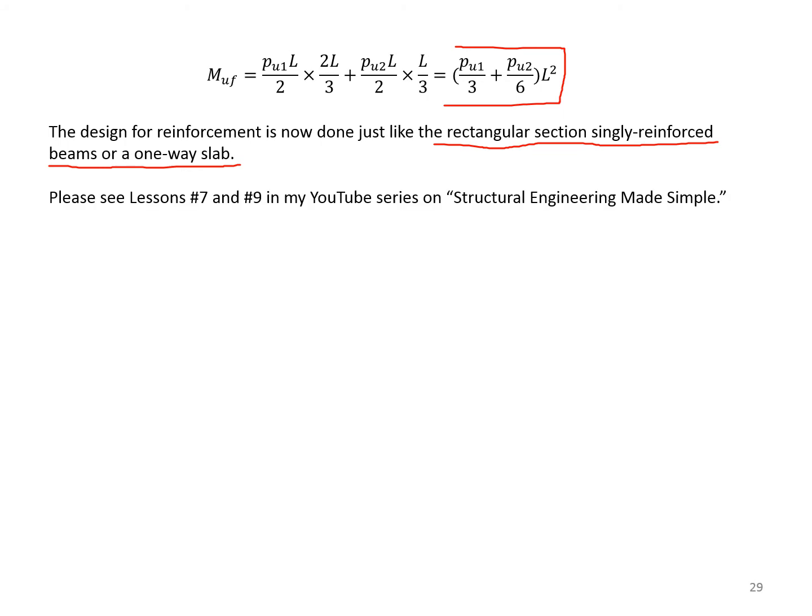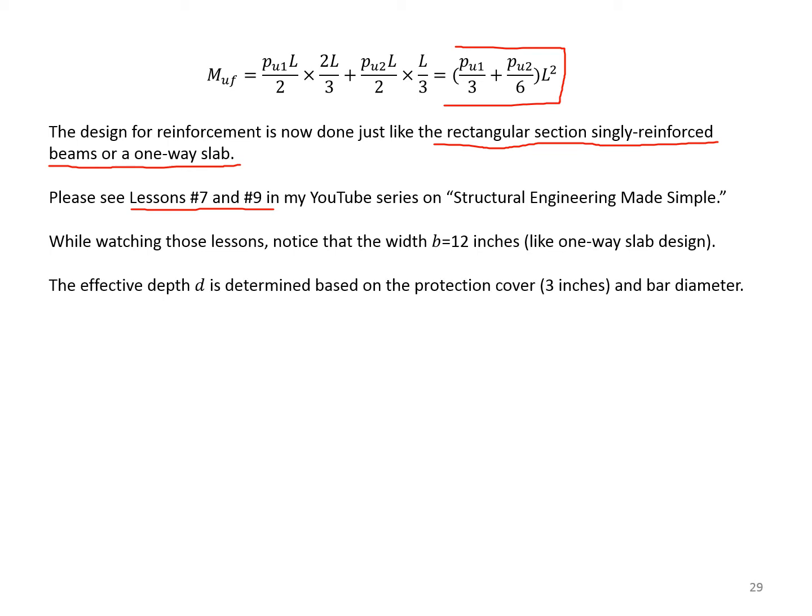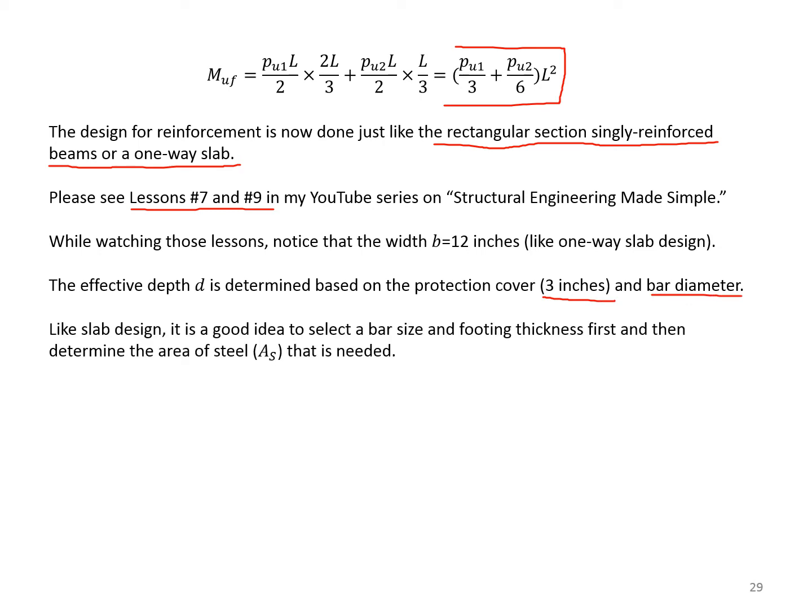And if you are not familiar with reinforcement design for slabs and for beams, please see lessons 7 and 9 in my YouTube series on structural engineering made simple. While watching those lessons, notice that the width B is equal to 12 inches like one-way slab design. The effective depth D is determined based on the protection cover, 3 inches in this case, and bar diameter. So if we have the thickness of this slab, which is H, we can compute D.